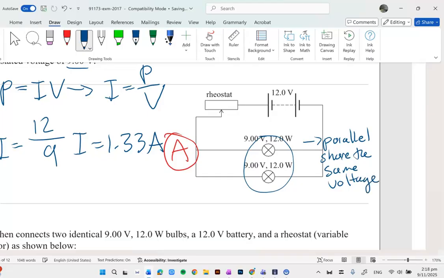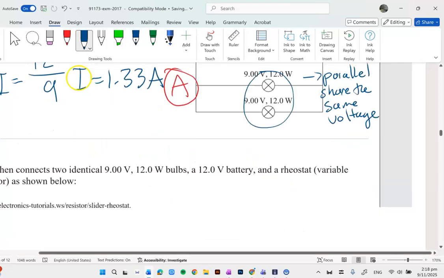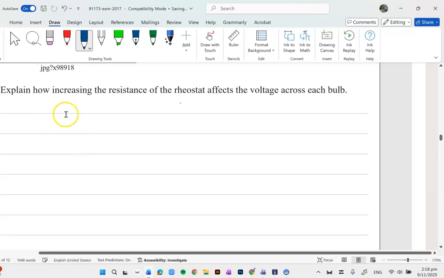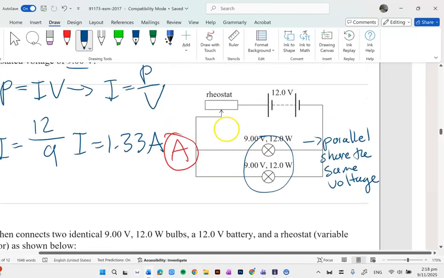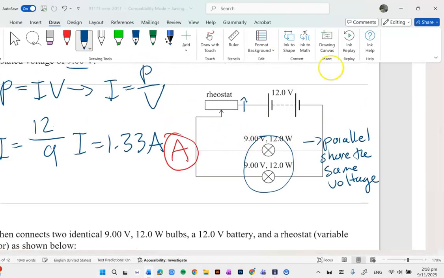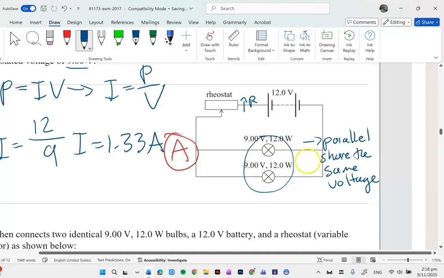If we want to, what does it say? Explain how increasing the resistance of the rheostat affects the voltage. So we're going to find out by increasing the resistance of the rheostat what that actually does to the voltage. Does it stay the same? Does it go down or does it go up?